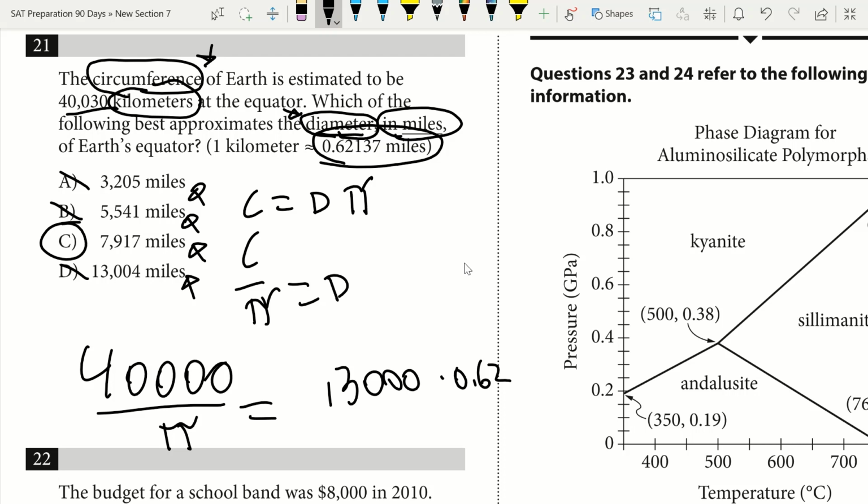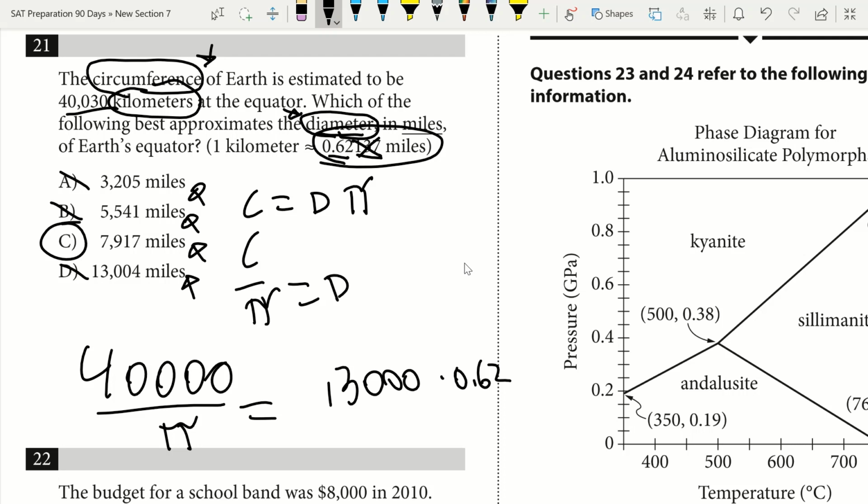When answer choices are this far apart, don't feel like you have to write down this point 137, because that's really not going to make enough of a difference to sway your answer choice one way or the other. So I didn't even use that in my calculator. I just used 0.62 because I saw that's all I needed.